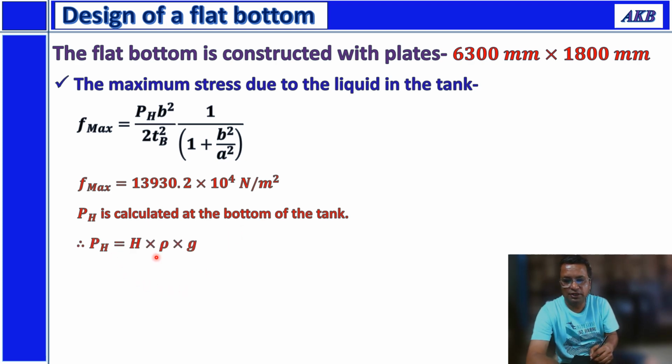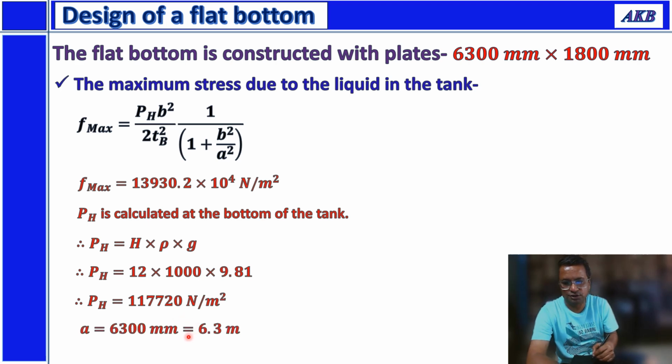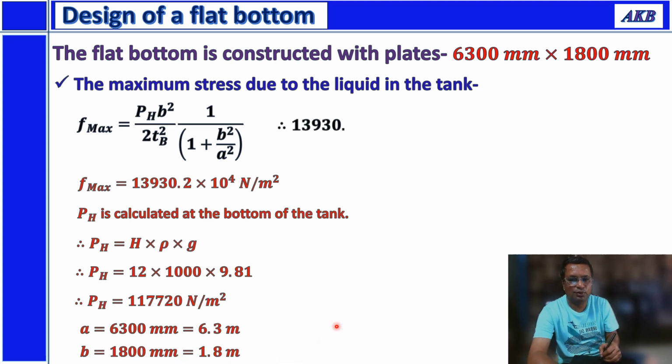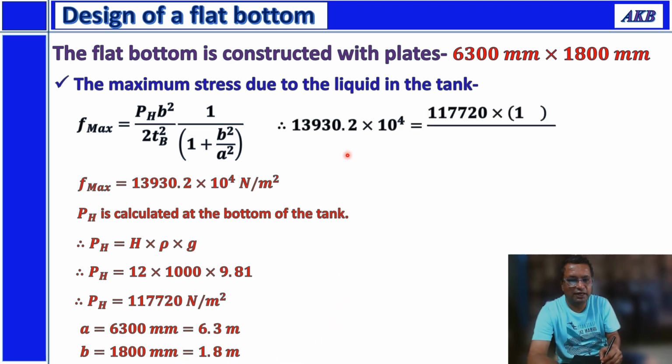So pH will be calculated as H into rho into g, where the height is 12. The entire height of the tank is 12. Density of water is 1000, and g is 9.81. This gives us pH as 117720 Newton per meter square. A, the longer side of the plate, is 6.3 meter, and B, the shorter side of the plate, is 1.8 meter. So if you put all the values in this equation, you get this equation.